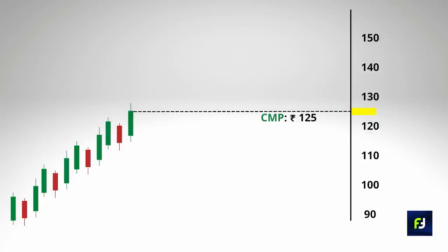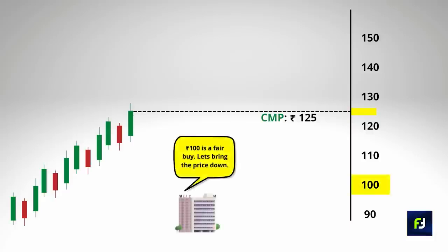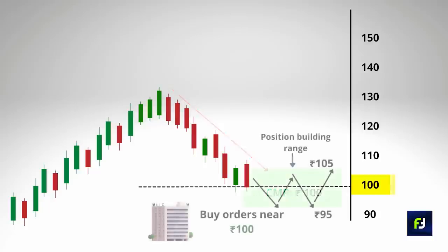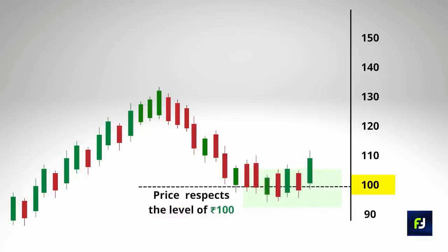Let us say that an institution thinks that the stock will do well in the upcoming quarters, but the fair price is 100 rupees and not 125 rupees. In order to achieve the fair price, they take the market down to 100 rupees, where they slowly and steadily build their positions. The price seems to respect the price level of 100 rupees. This level where the demand for the stock is met and from where the prices will start to rise is called the support level.